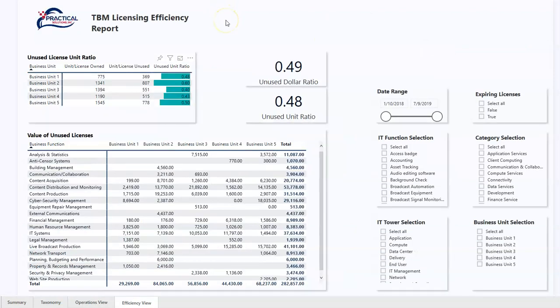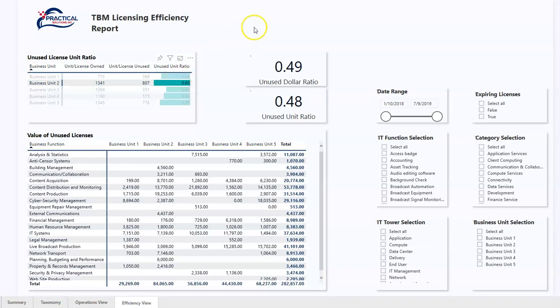Finally, the efficiency view is an add-on view we developed to help our clients assess the money they spend on licensing. This can quickly show idle dollars. That is, money that was spent procuring licenses that is currently not being used. This can be extremely helpful in budget planning among various other use cases.